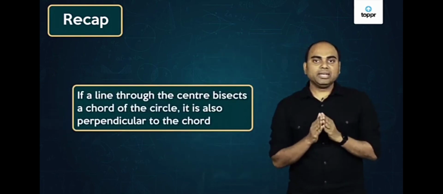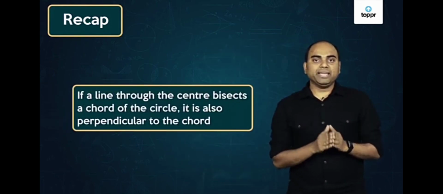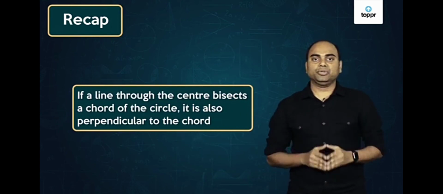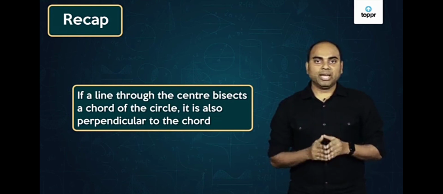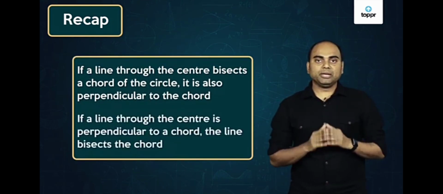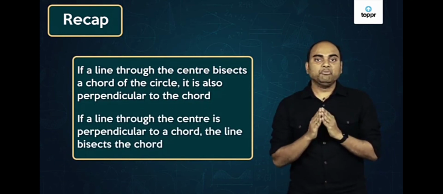First, if a line through the center bisects a chord of the circle, it is also perpendicular to the chord. Then we proved that if a line through the center is perpendicular to a chord, then that line bisects the chord.